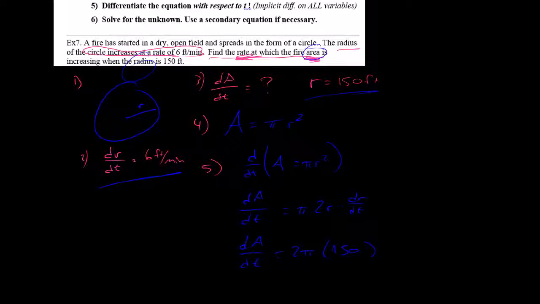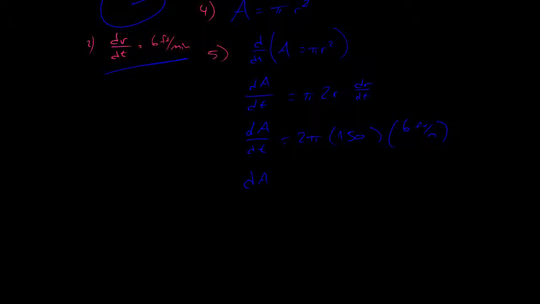Times our change in rate, which is 6 feet per minute. So if we bring that all together, the change in area with respect to time is equal to 300 times 6, that's 1800 pi feet per minute. That's kind of crazy. Think about that. Pi is like 3 point something. So 18 times 3, that's 30. 8 times 3 is 24. So that's about 5,400 feet per minute.